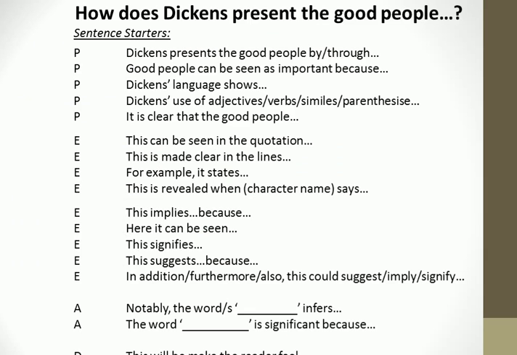Now, this perhaps is a suggestion, somewhat simplified, but it gives you an idea of the sort of things that you could say, the way you could structure. I've done this in a sort of extended way, aiming, if you like, for higher marks, so thinking about developing your paragraphs considerably. So you've got points there that you can make. Dickens presents good people by, Dickens' use of adjectives, etc., whichever you choose, shows this or does this.